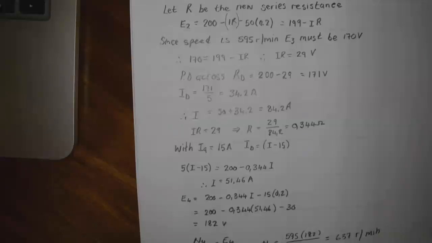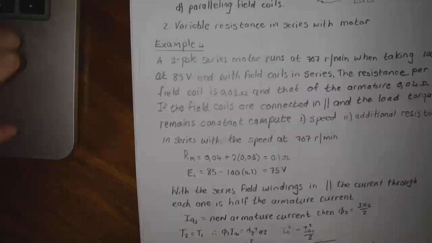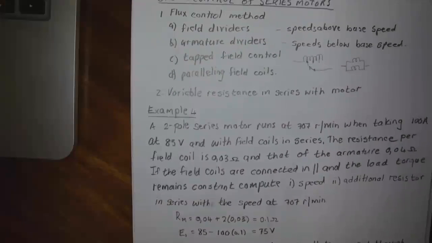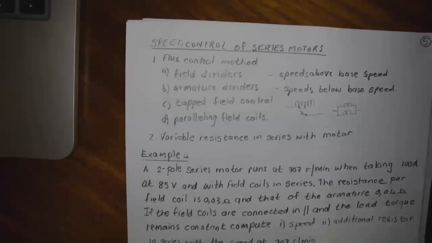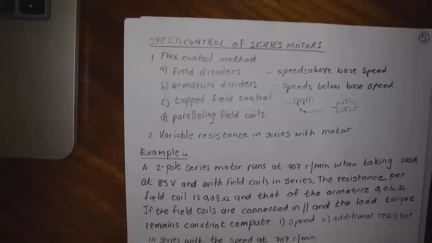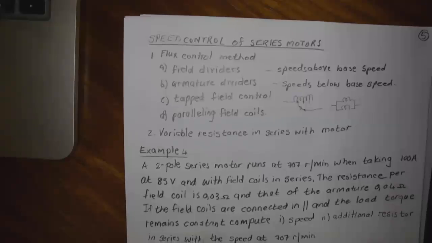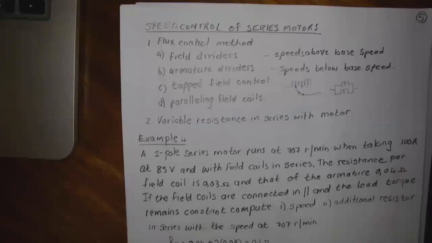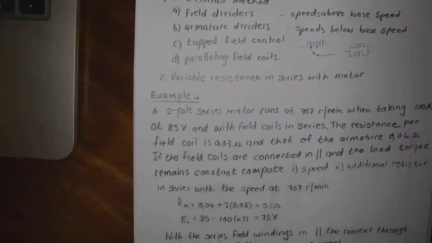Let's look at speed control of series motors. Now, can we change the speed of a series motor? We have a flux control method with field diverters, armature diverters, tapped field control, and paralleling field coils. Now, with field diverters, we get speed above base speed. Armature diverters, we get speed below base speed. And then a variable resistance in series with the motor.